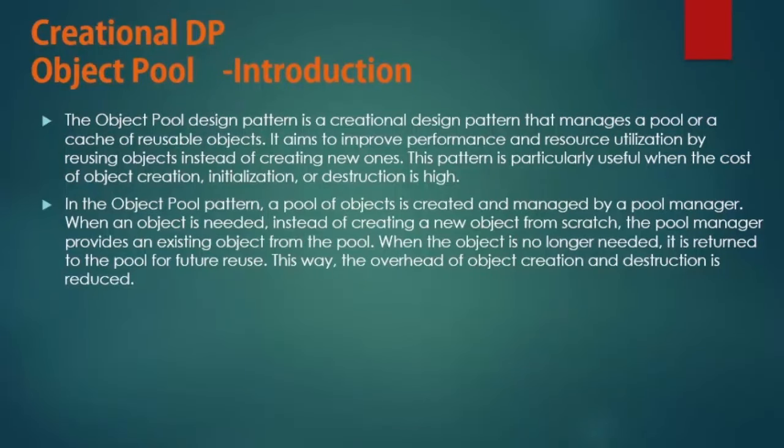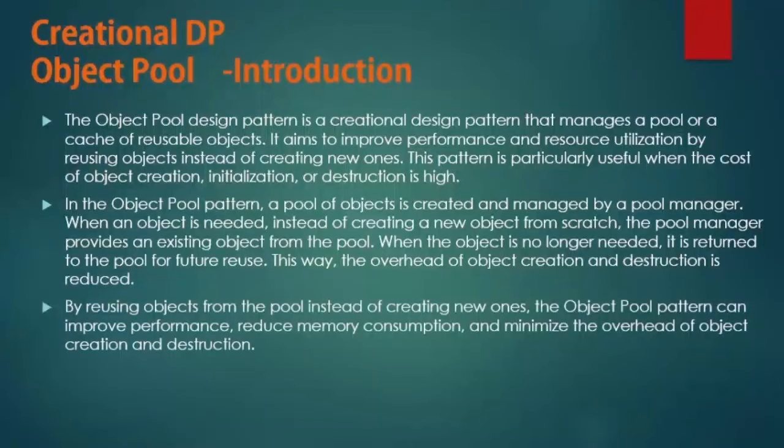In the object pool pattern, a pool of objects is created and managed by a pool manager. When an object is needed, instead of creating a new object from scratch, the pool manager provides an existing object from the pool. When the object is no longer needed, it is returned to the pool for future reuse. This way, the overhead of object creation and destruction is reduced. By reusing objects from the pool instead of creating new ones, the object pool pattern can improve performance, reduce memory consumption, and minimize the overhead of object creation and destruction.